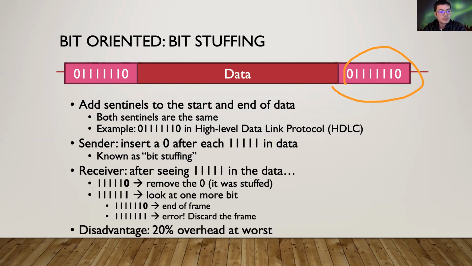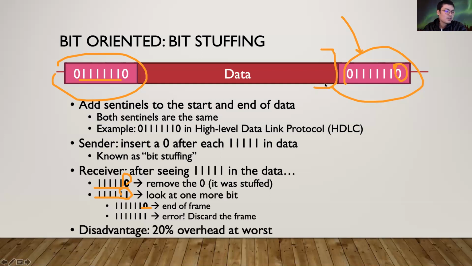I see another question. Yeah, the sentinels are just a start and an end, just like before, but this time we use the same one, the one with 6 ones. Now, this is when you see 5 ones followed by 0. The other case, the else case: you see a 1, then you need to look at one more bit. If the next bit is 0, you are pretty sure this is the end of the frame. So this data frame ends.